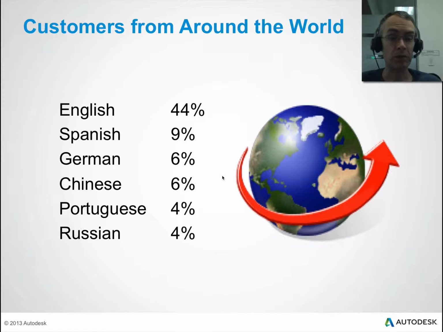And it's not just about English. So this slide here we're showing, this isn't the place that people are logging in from, this is the language selection they make when they come to the store. So obviously English dominates, but Spanish, German, Chinese, Portuguese and Russian languages are all pretty high. And 4% doesn't sound a lot, but 4% of 2 million visitors is a lot of visitors.